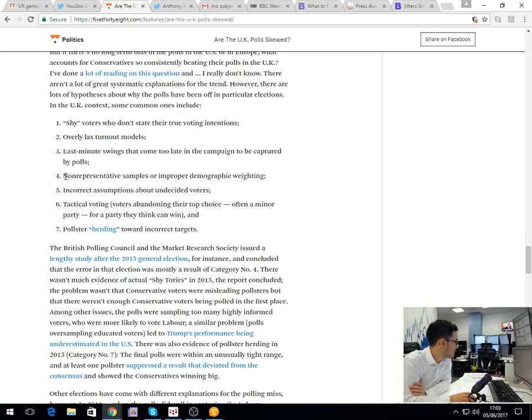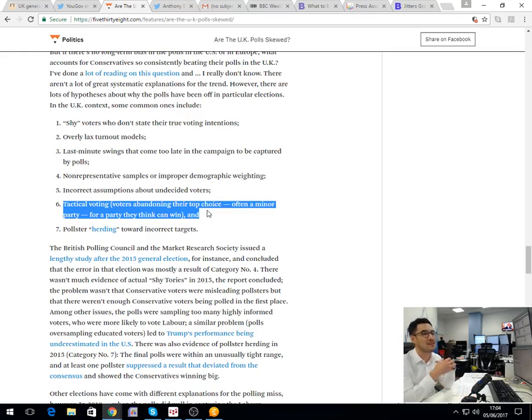Other things: non-representative samples or improper demographic weighting, so again that fits into the argument we were just talking about. Incorrect assumptions about undecided voters. Tactical voting is also another consideration to be aware of. So say UKIP are going to perform extremely badly in this particular election compared to the popularity they had under the stewardship of Nigel Farage during the Brexit process. UKIP are nowhere to be seen in this general election. That will likely be the case.